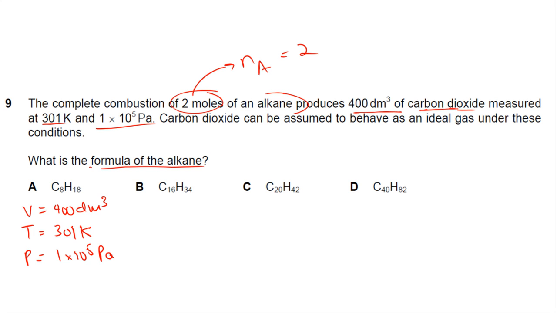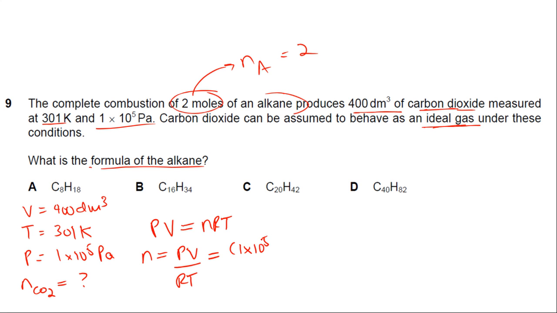The first thought that comes into my head is, how about I find the moles of CO2? And how do I do that? Because they say it behaves as an ideal gas, that's a hint towards the general gas equation, PV = nRT. In order to find n, I would do PV over RT. And now we need to plug in the values, being careful about the units.